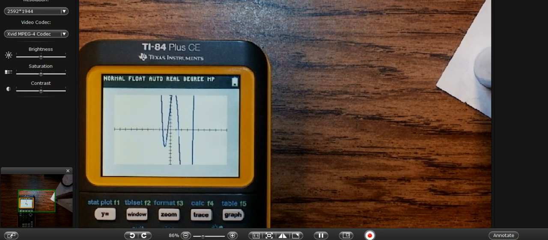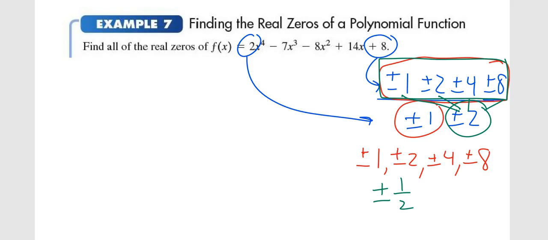Okay? So find me, you got 10 numbers to plug in there. Hit the trace button, start typing in these values, and find me something that works.